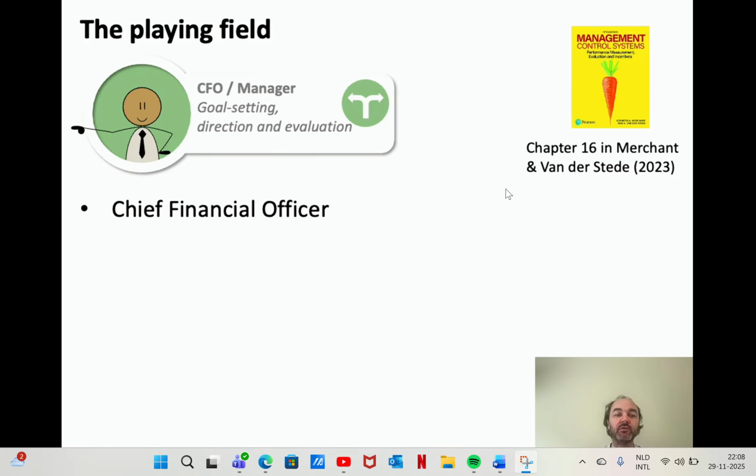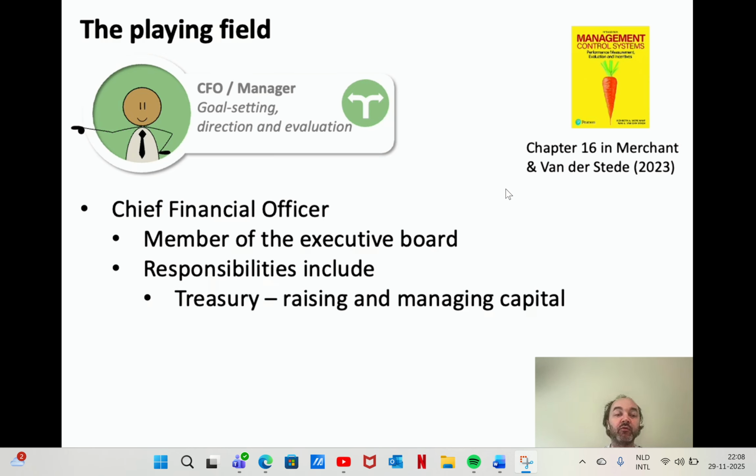Now, then go to the chief financial officer. So this is a member of the executive board. And the responsibilities of this person include treasury, which is the raising and managing of capital of the firm, so how to make sure that you have the money to finance your assets. He or she is responsible for internal control within the companies to make sure that all the systems are in place, to make sure that the right numbers are reported and that the right actions are taken.